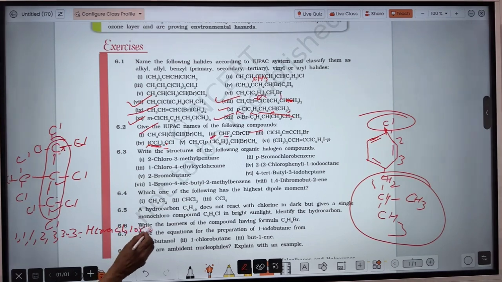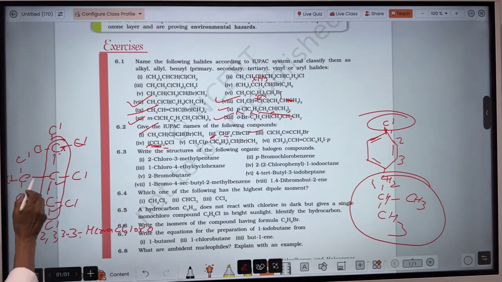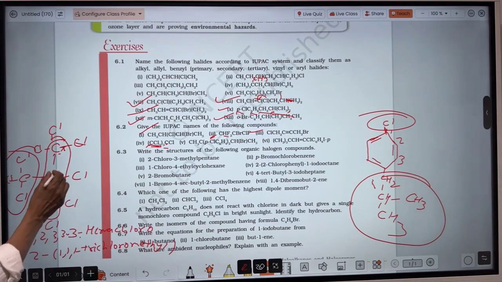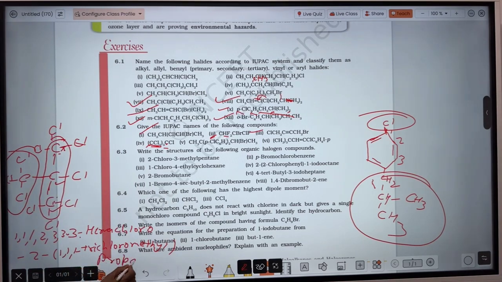So hexachloro. Then after here is at secondary. Okay. So here at this position is 1, 2. Here 2 and 1, 1, 1 trichloromethyl. And then after here is 1, 2, 3, so propane. That is the structure.